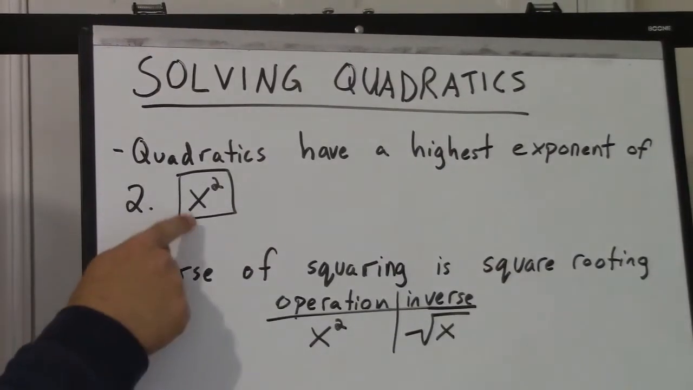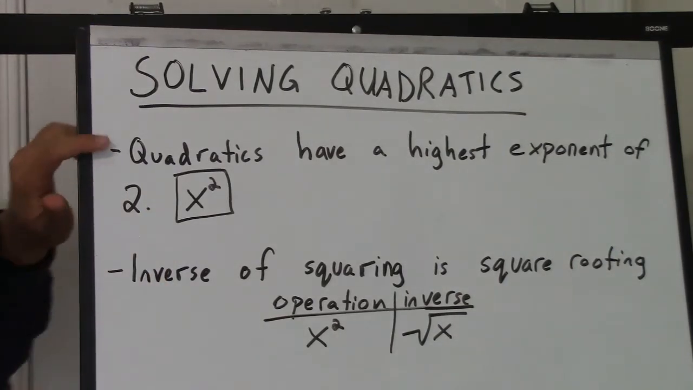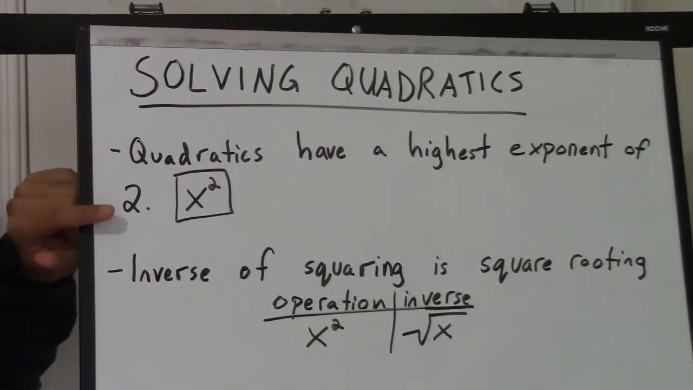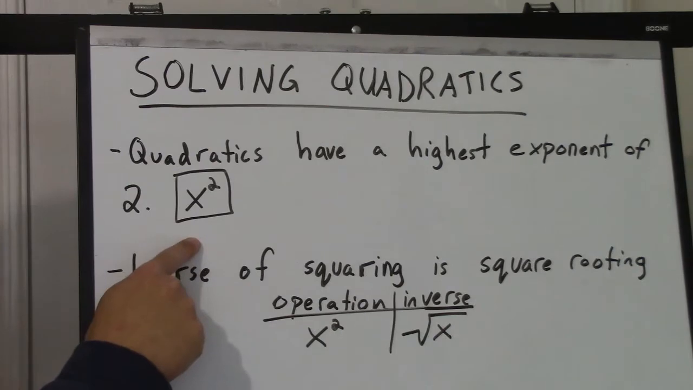So if you see an x squared in the problem, that most likely means you're dealing with quadratics, as long as that's the highest exponent, a 2. So there's no x to the third power, x to the fourth power. If you see x squared is the highest one, then it's considered a quadratic.